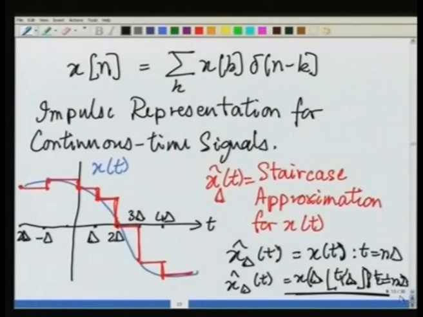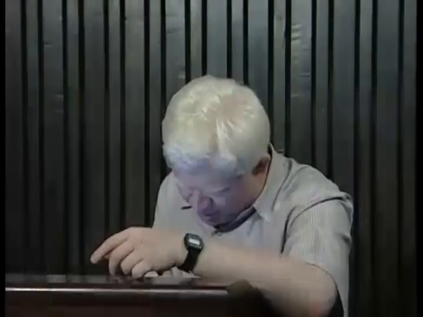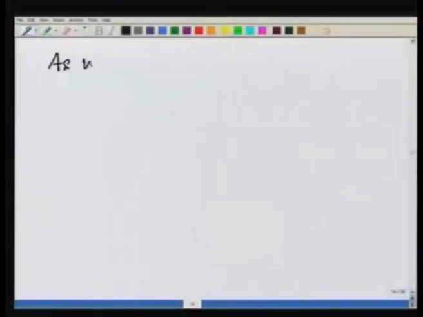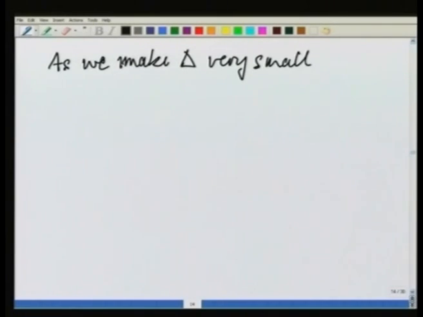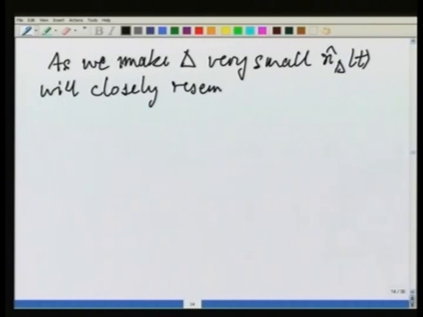It is clearly an approximation. Now, the important thing to recognize about this approximation is that as we make delta very small, x hat delta of t will closely resemble x t more and more.